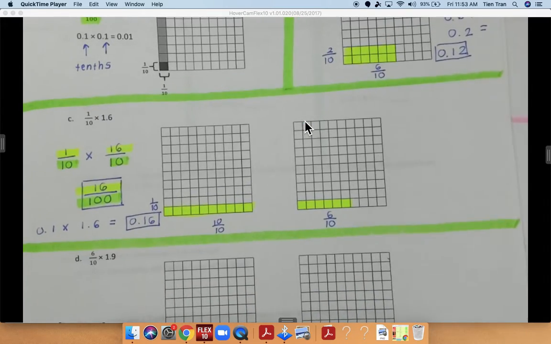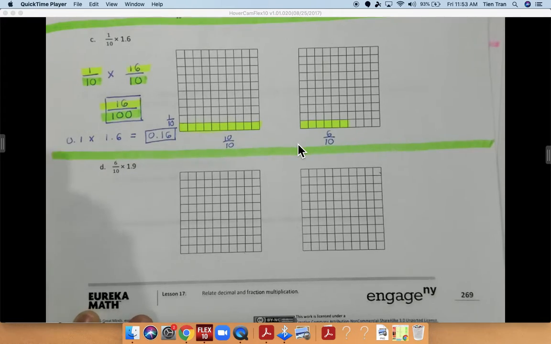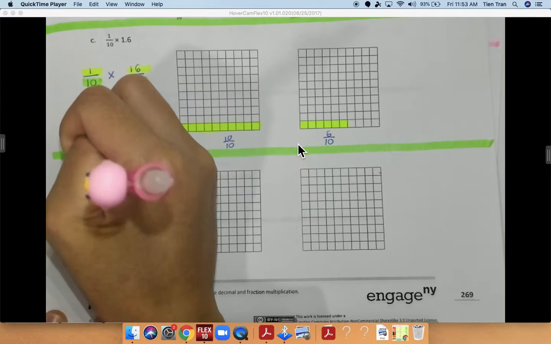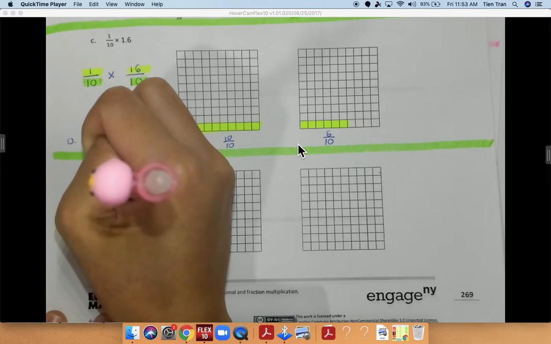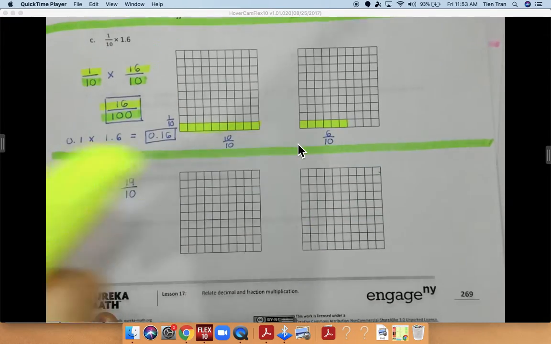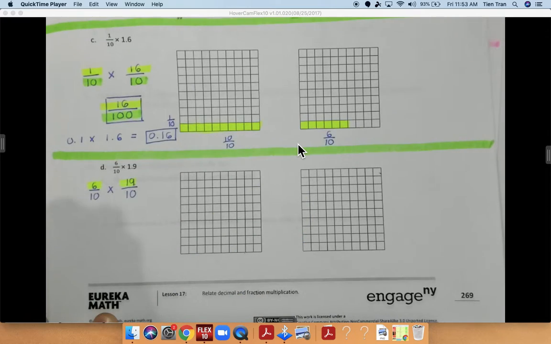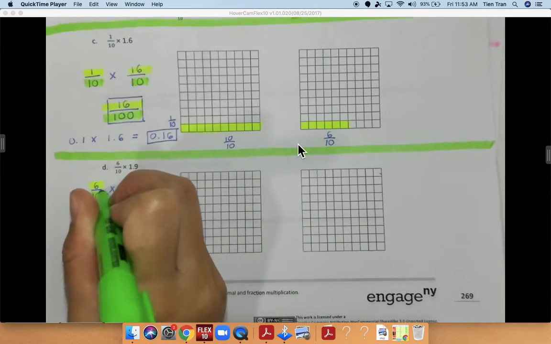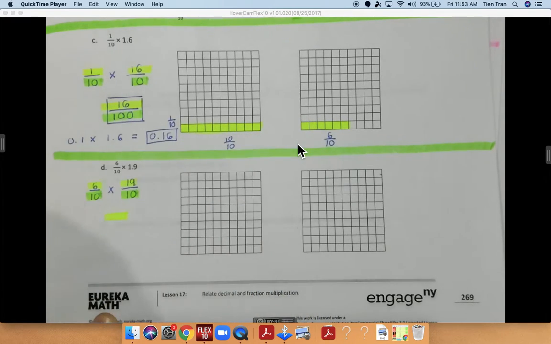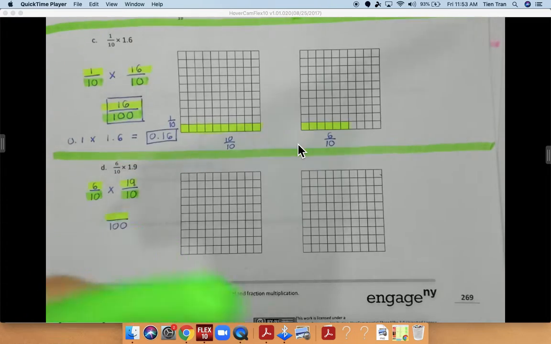Now I'm going to multiply for problem D. For problem D, I'm going to zoom out a little bit so you can see better. We have 6 tenths times 19 tenths. So I have 6 tenths times 19 tenths. So I am going to multiply 6 times 19. And for my 10, I'm multiplying 10 times 10. So what I have here is I'm going to multiply 6 times 19. And I know that 10 times 10 is equal to 100.